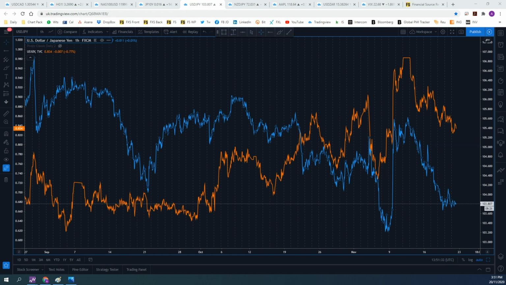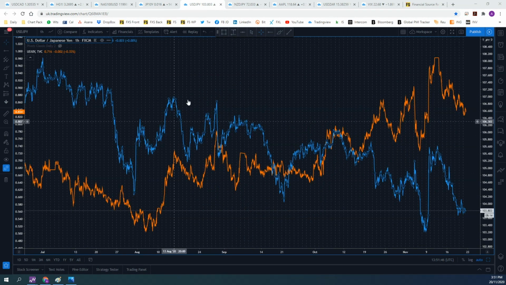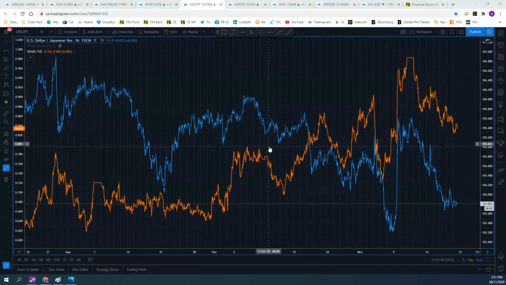And if you take a look at the charts, if you just overlay like we did here with the US 10-year in orange and the USD yen in blue, you can see that even though it is correlated, there are times when you can actually see these two moving in opposite directions with each other. So it's not a perfect correlation. Like any correlation out there, it's not perfect.